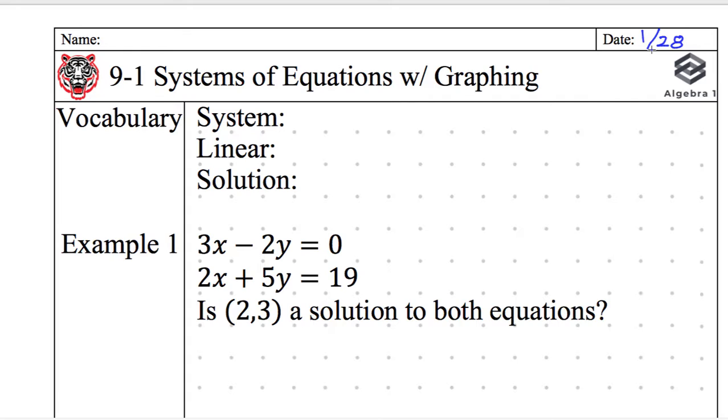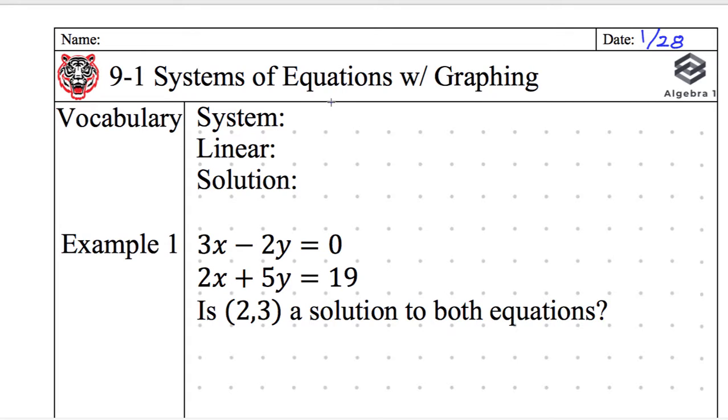Today we're talking about systems of equations in general and how to solve them with graphing. So let's start out with some vocabulary. When I say system, what do I mean by that? Does anyone want to take a guess for their participation card, or should I just go ahead? Yeah, go ahead, Andres.